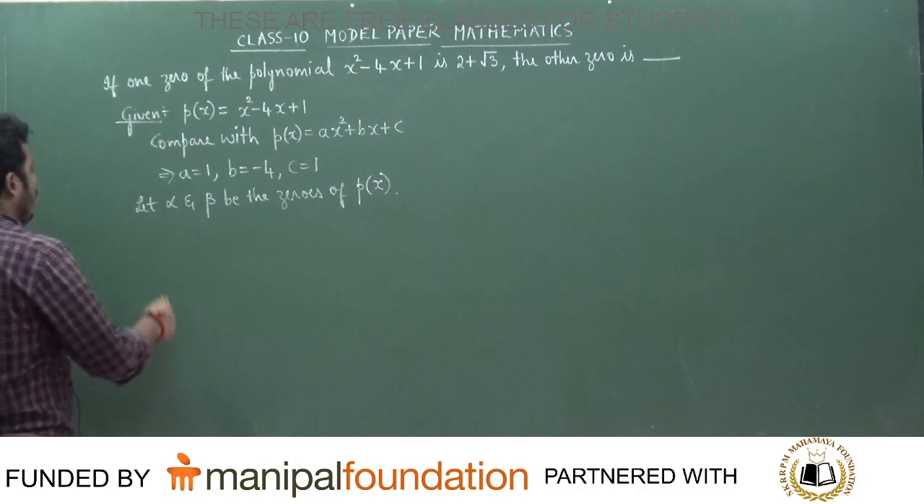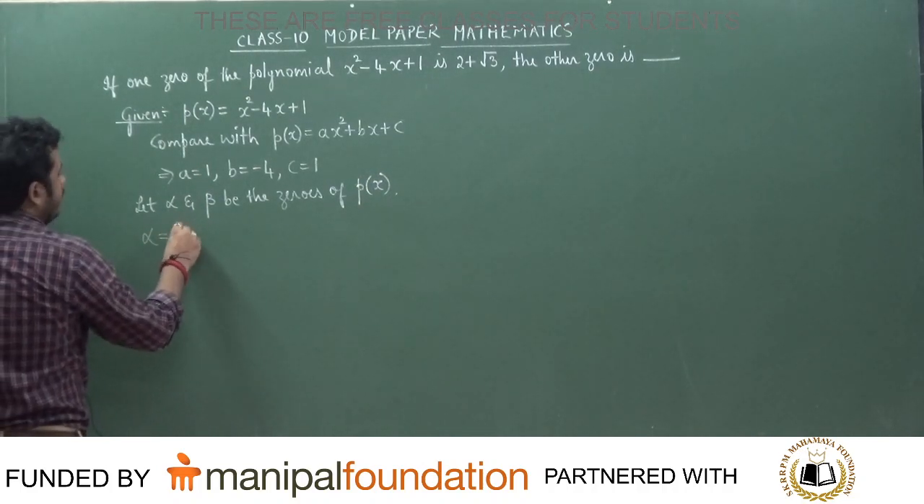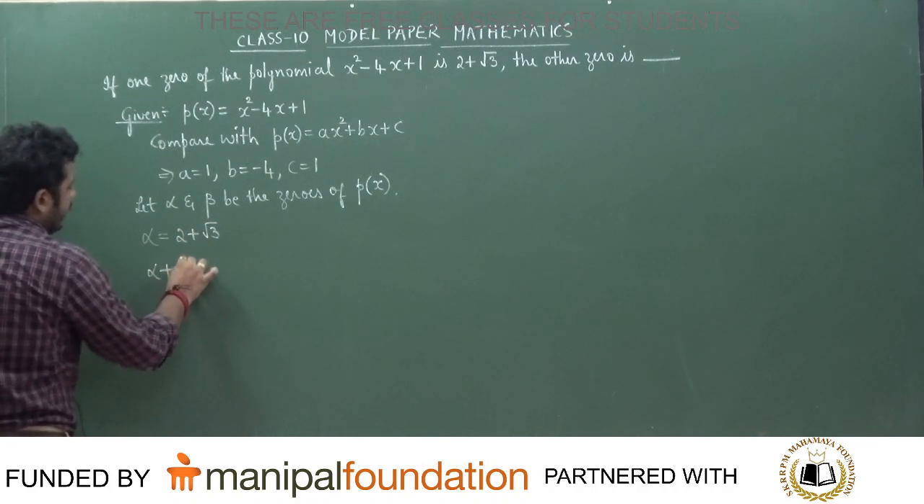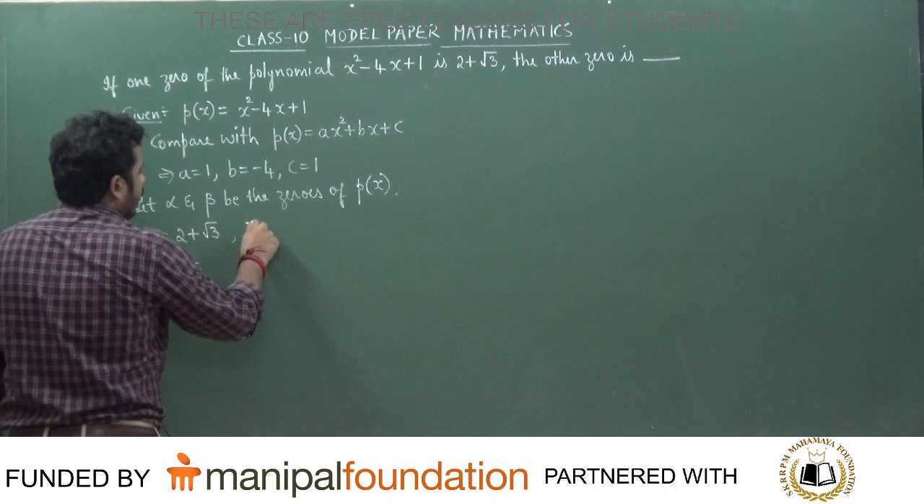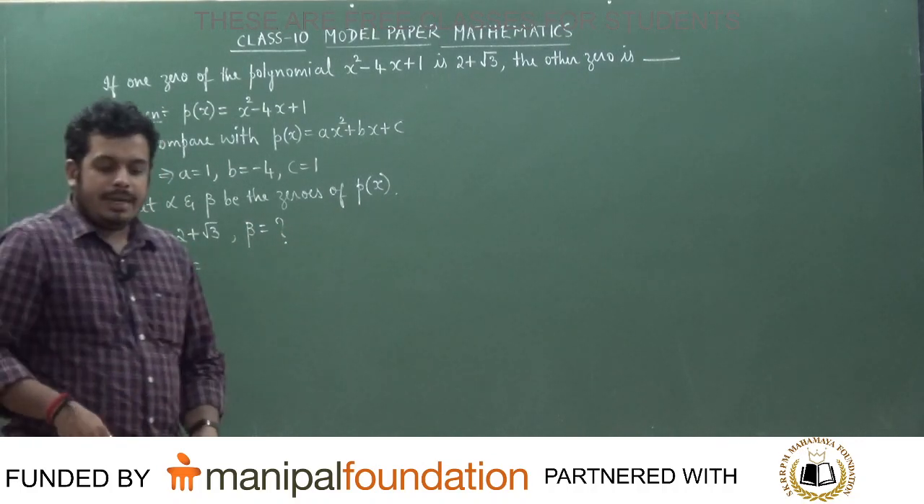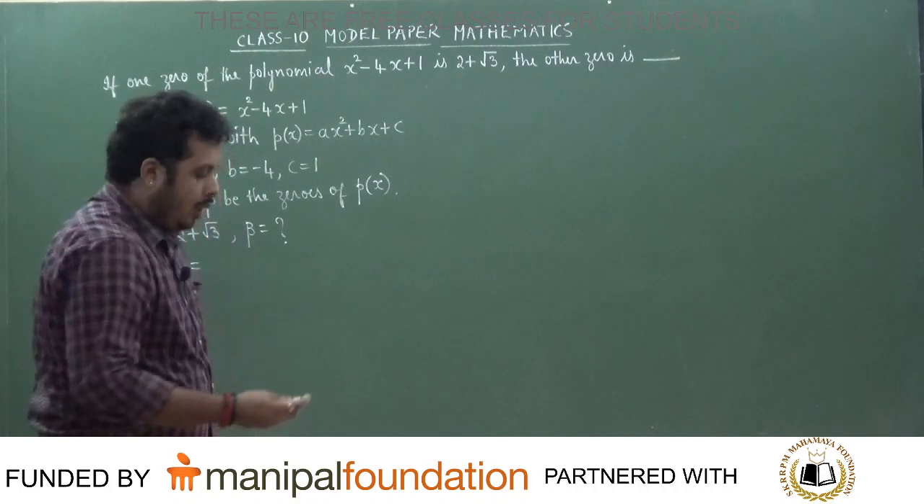Now tell me, what is alpha given in the problem as? Alpha is given in the problem as 2 plus root 3. So tell me, what is alpha plus beta is equal to? Now the question is asking you to calculate what is the other zero. Correct? The other zero is beta. So now, how do we solve the problem?